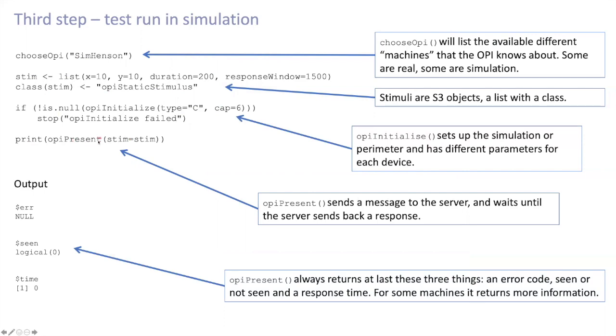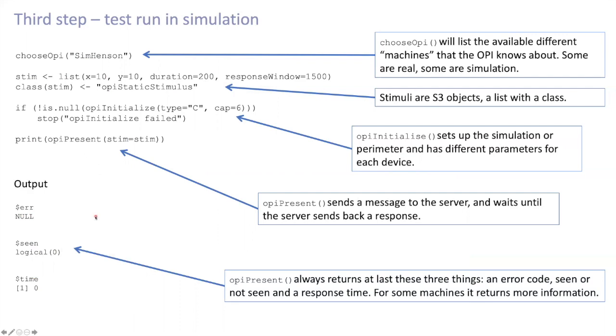And so this will wait until the machine has presented the stimuli and sent back the result. The result we get is a list, something like this. It always contains these three components: an error, null is good, means everything worked fine, seen, true or false. And finally, the response time. In simulation, there's no response time. So if that all works, fantastic.